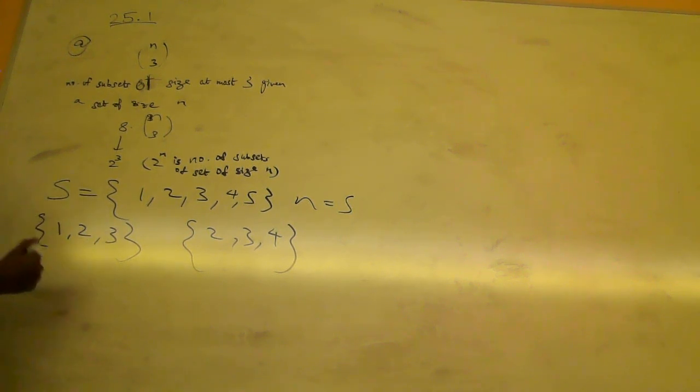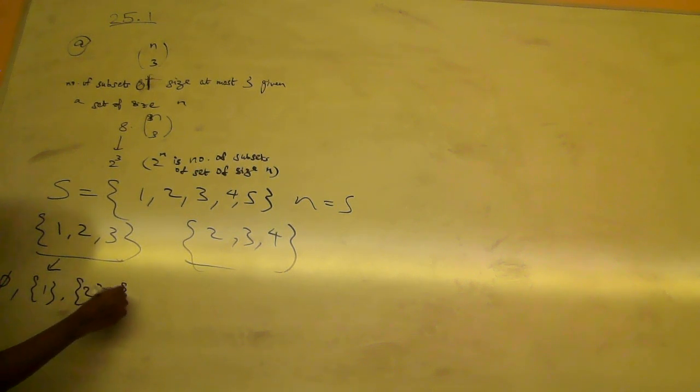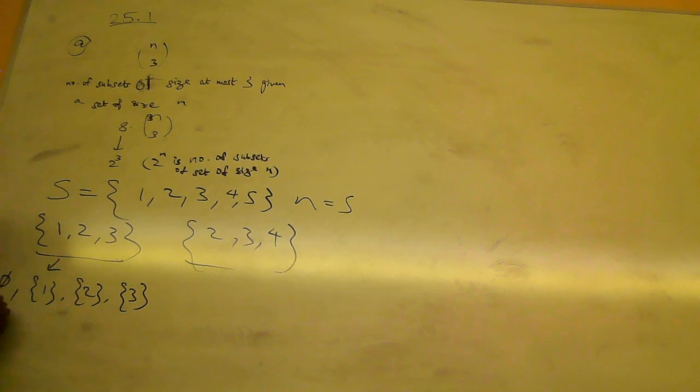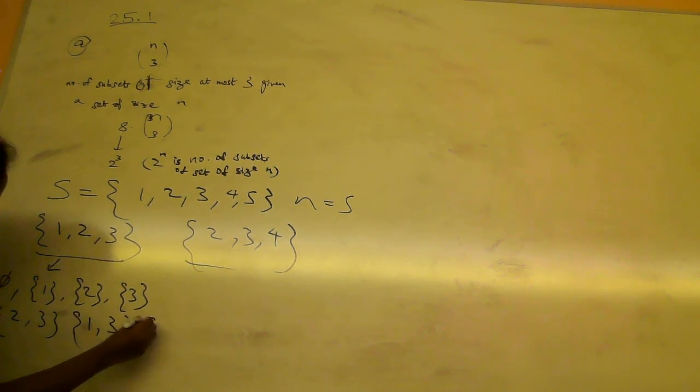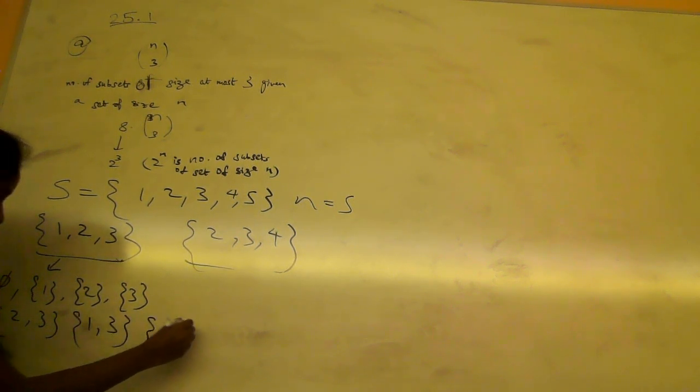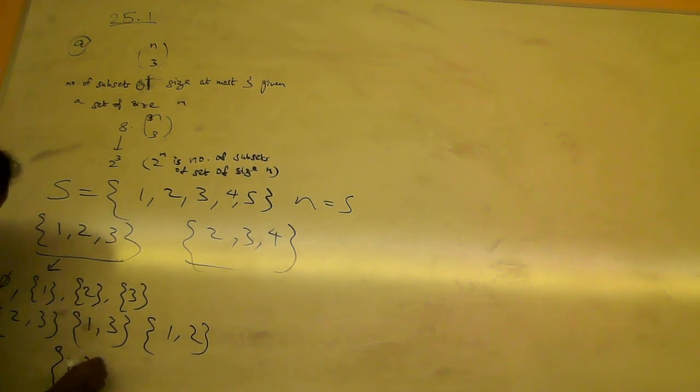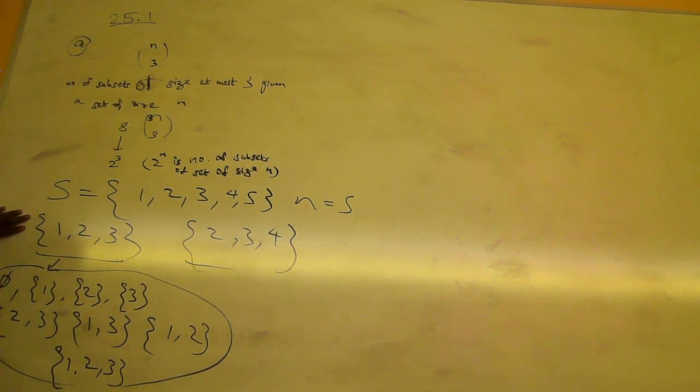So he says that each one of these subsets has 8 subsets, right? So let me list all of the subsets of this particular subset of S. We'll have 8 of them because 2 to the power 3 is 8. These are the 8 subsets of this particular set.